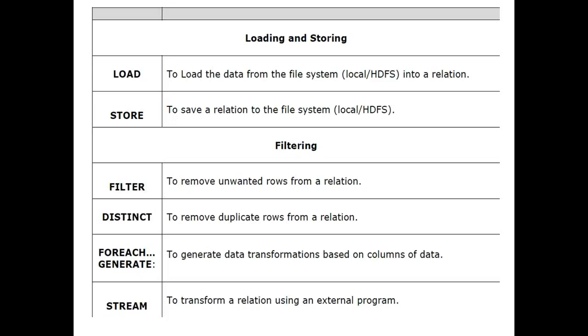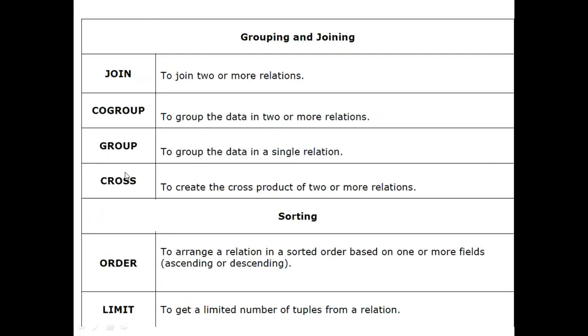Yes, sir. So for filtering, you have filter, distinct, and foreach generate. That is something that you have seen, as well as streaming. Streaming is something that we'll be seeing at a later point of time, but filter we have seen, distinct to remove the duplicates, and foreach generate we have seen here. And join is something that you have seen.